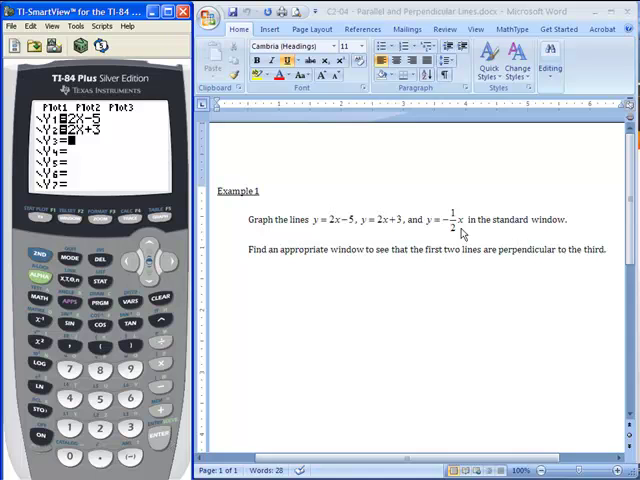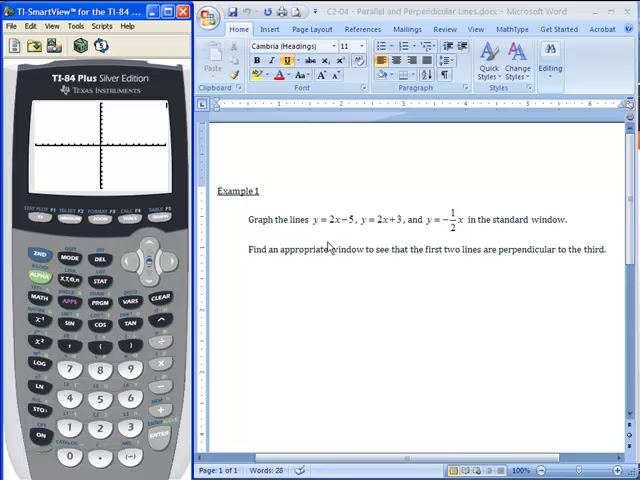And then finally we have one remaining equation, negative 1/2 x. And I'm going to type this by putting the fraction in parentheses as I've done previously. So I'm going to type negative, and then in parentheses 1 divided by 2 to represent 1/2. And then I'll close that parenthesis, and then we'll type in the x. And press enter. So we have these three lines stored. And again, we're asked to graph them in the standard window to begin. So we're going to press zoom and choose option 6 for the standard window.